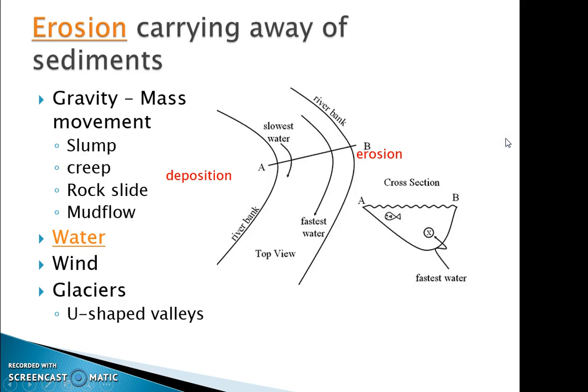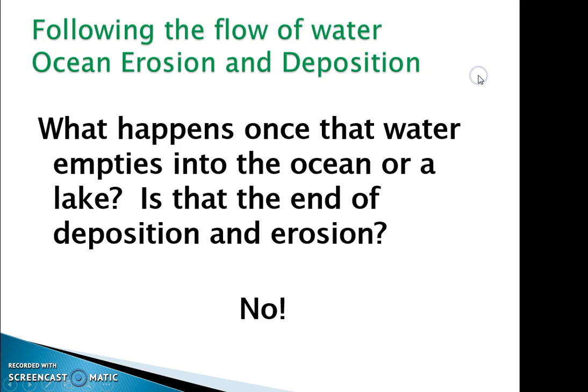So erosion is the carrying away of sediments. So gravity is a big one. Slump, creep, rock slide, and mud flow, on the video I did the other day when I was out sick. Also water moves a lot of sediment. Wind can move a lot of sediment, and glaciers create these big U-shaped valleys as they carve through.